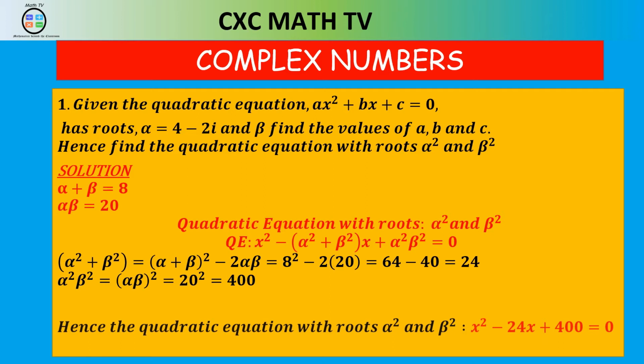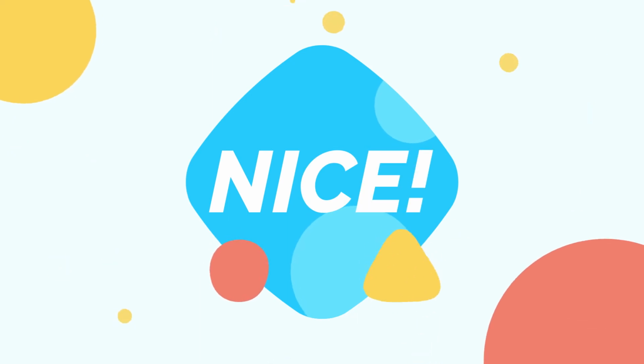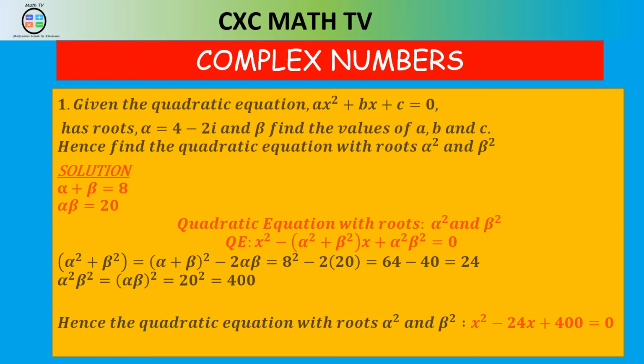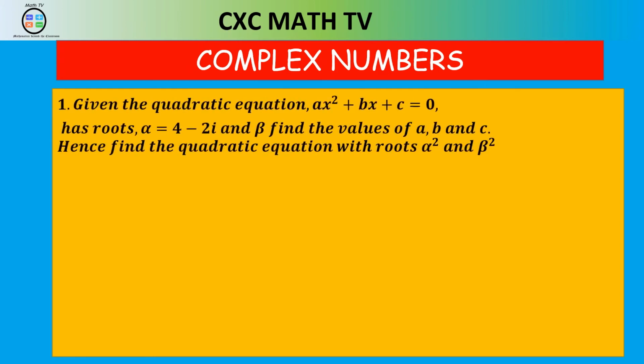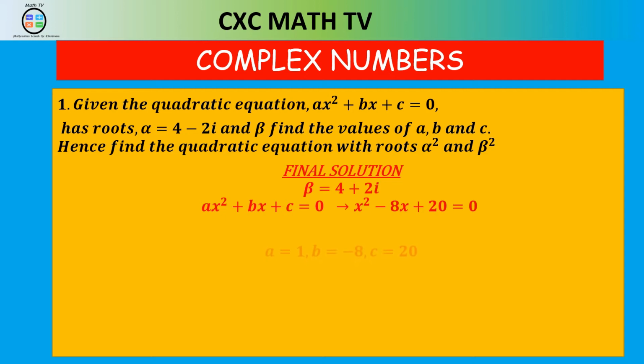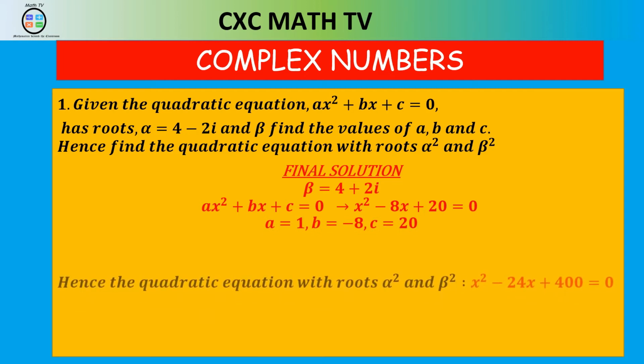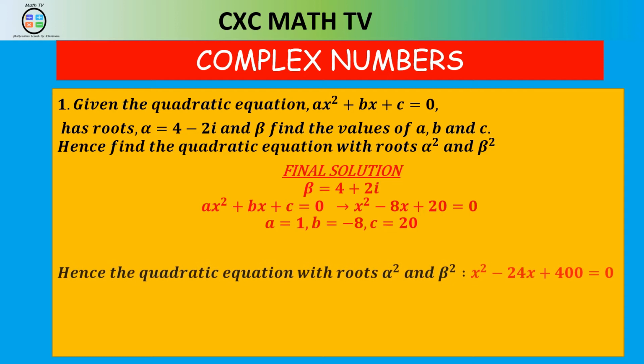Really nice. Now, just to have a look at the final answer here. This is how you'd want to write it on an exam sheet. Find beta. You put beta there, 4 plus 2i. Tell them the quadratic equation, x squared minus 8x plus 20 being 0. Tell them what a, b, and c are. And then for the part with the quadratic equation with roots alpha squared and beta squared, you just write x squared minus 24x plus 400 equal to 0. Okay, lovely. I hope you'd have gotten that question right.